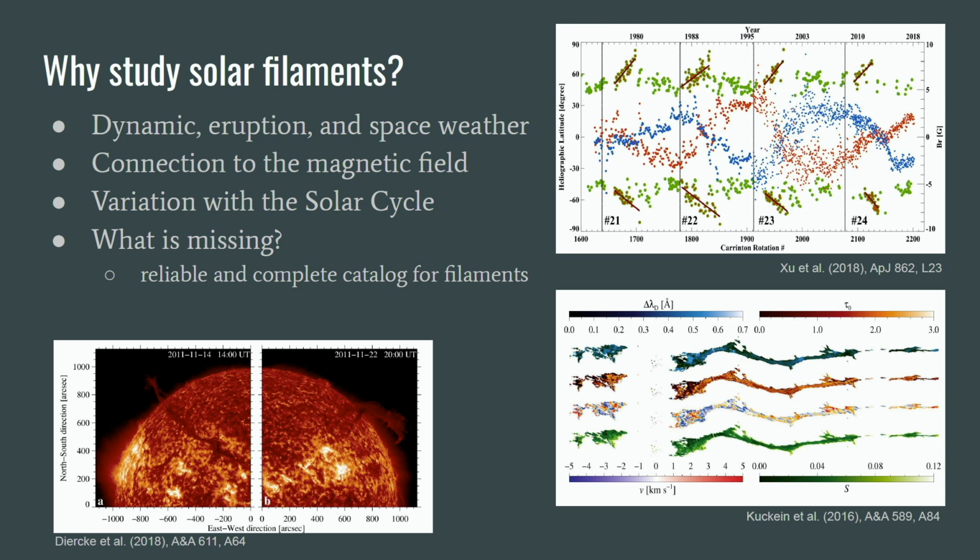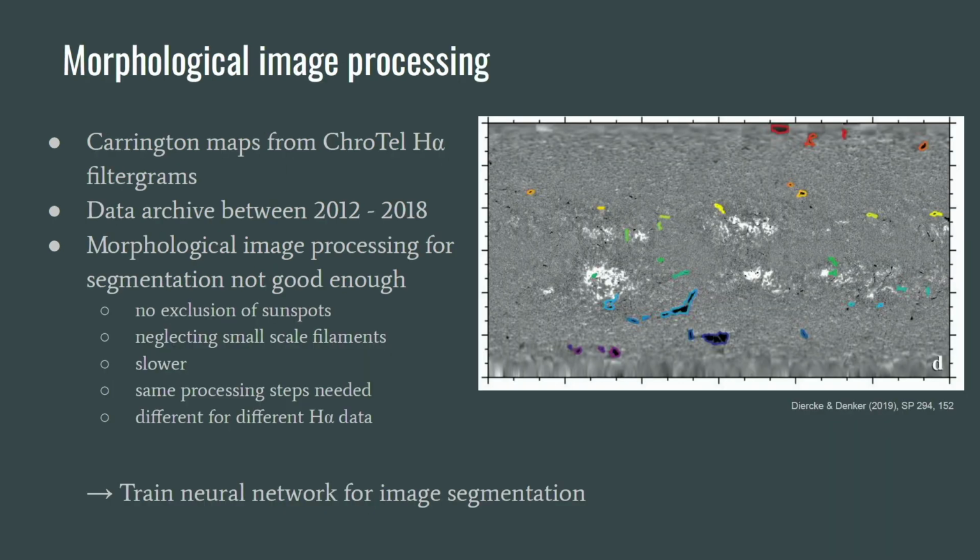But in total, what's missing for filaments is a reliable and complete catalog for filaments, which would enable much more research, and where you could perform certain analyses much faster. Here a little bit more to my motivation. Like I said, I wanted to track polar crown filaments, and therefore I used H-alpha maps of a small full disk imager called Crotal. I will introduce it later.